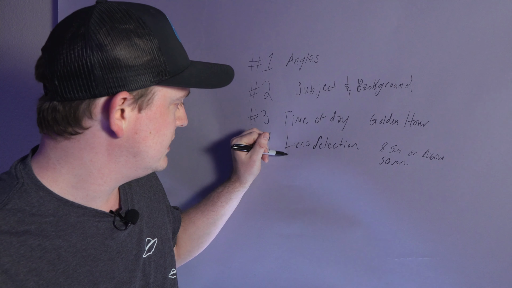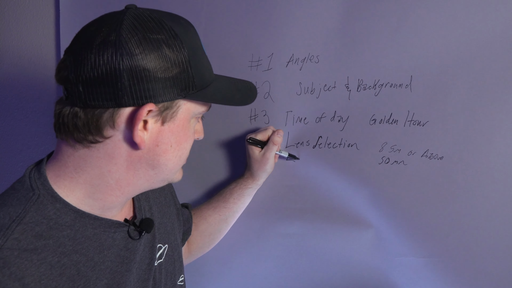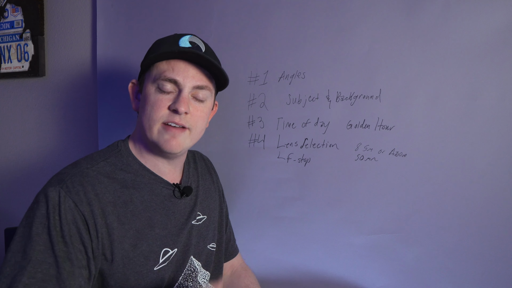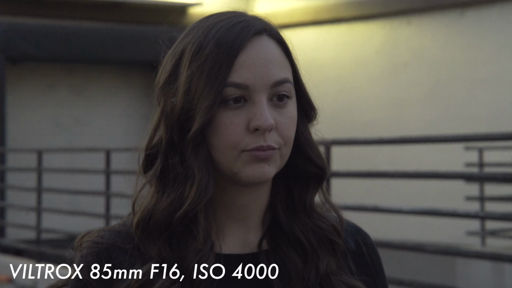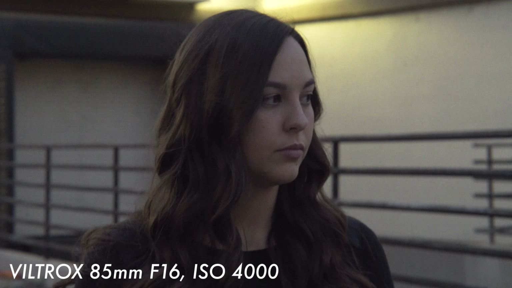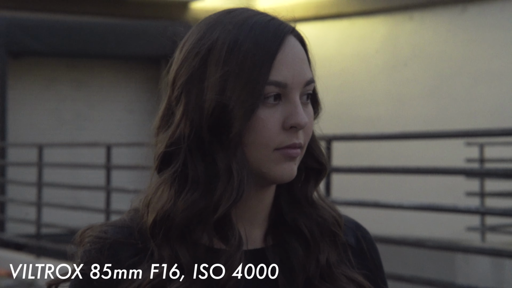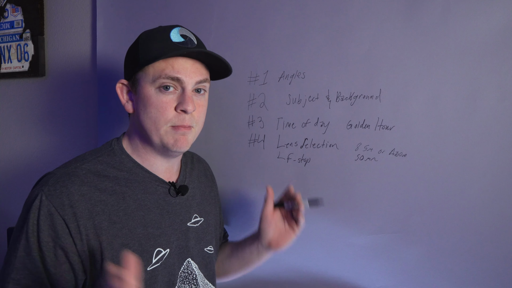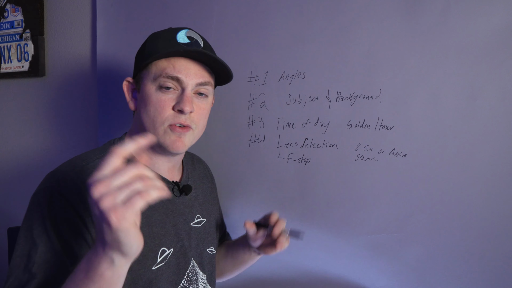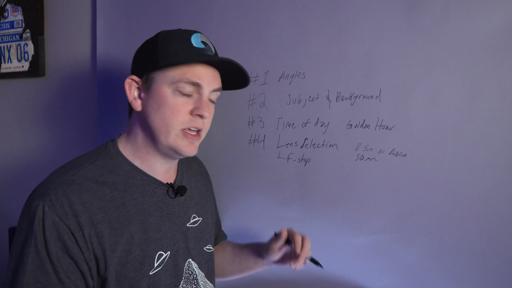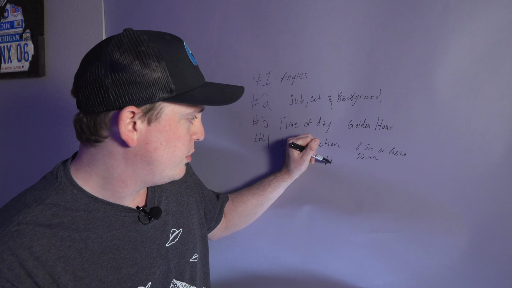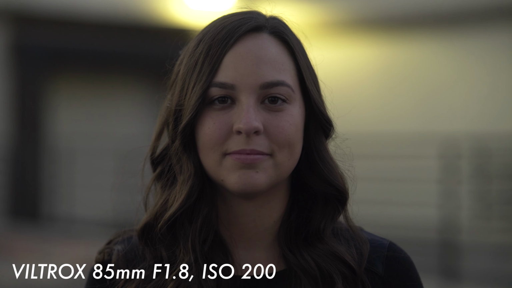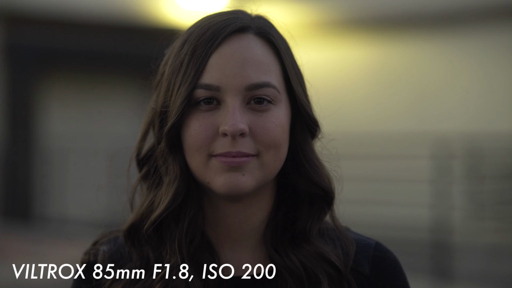Now, a second part to lens selection is your f-stop. If you're shooting at like f5.6, f8, 11, 16, any of those, everything's gonna be in focus and you're really gonna be able to see that ugly background way too much. So ideally, open up as much as you can on that lens. For all the example shots that I did in this video, we were at f1.8, which is really wide open. It's a fantastic lens, lets in a ton of light.